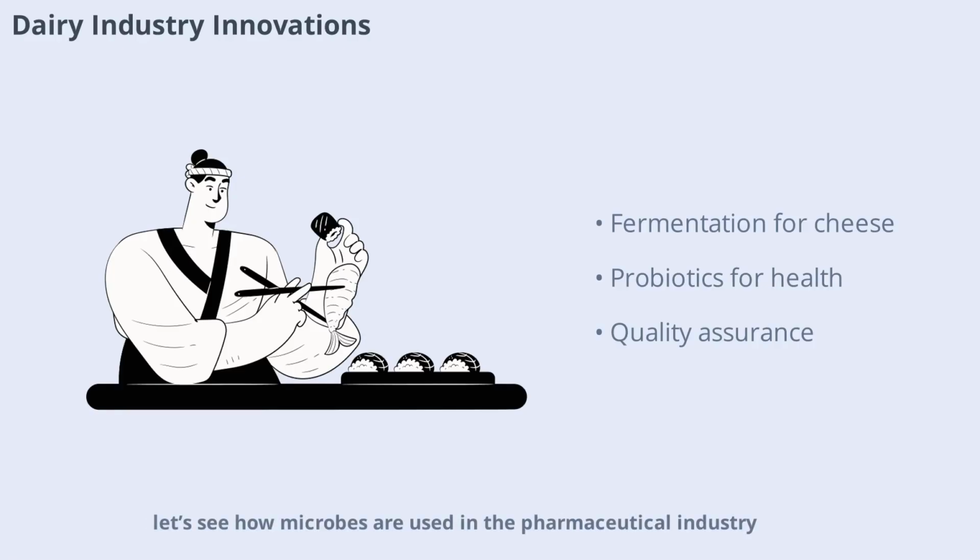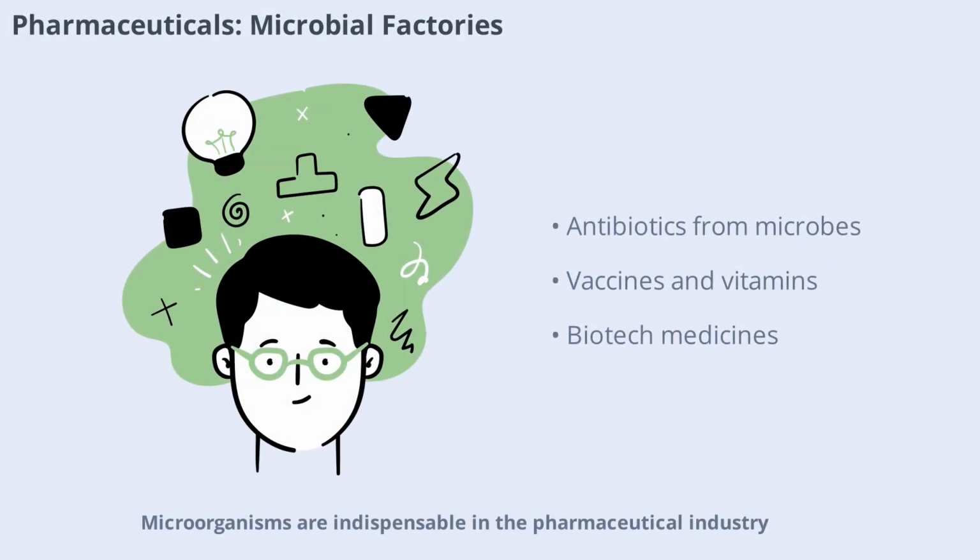Next, let's see how microbes are used in the pharmaceutical industry. Microorganisms are indispensable in the pharmaceutical industry. They are used to produce antibiotics, vaccines, vitamins, and enzymes. For example, the discovery of penicillin from mold revolutionized medicine. Today, genetically engineered bacteria and fungi are used to manufacture insulin, growth hormones, and other therapeutic proteins. Microbial fermentation allows for large-scale, cost-effective production of these vital medicines.